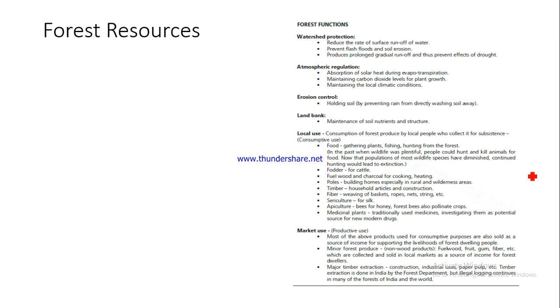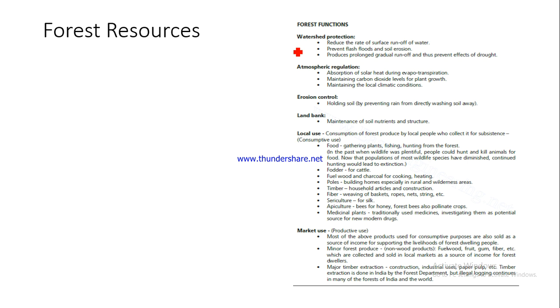Now that we have discussed the unequal consumption as far as natural resources are concerned, let us have a look at some of the resources that we have. The first one is the forest resource. Now what are the various functions performed by forests? Watershed protection. So it protects the watershed. What do we mean by the watershed?